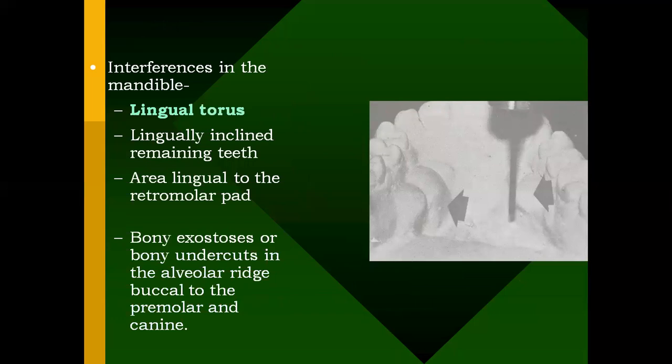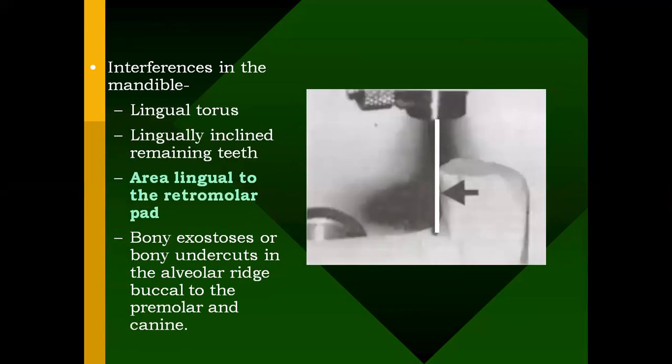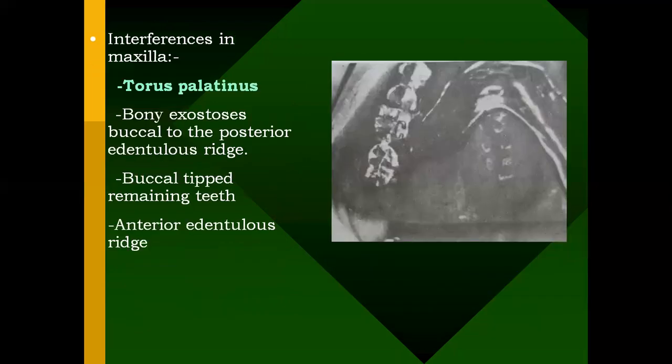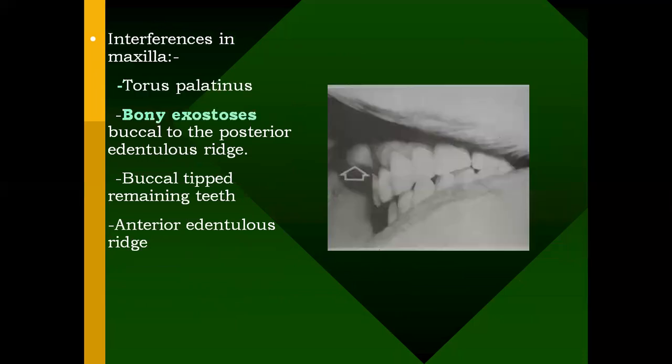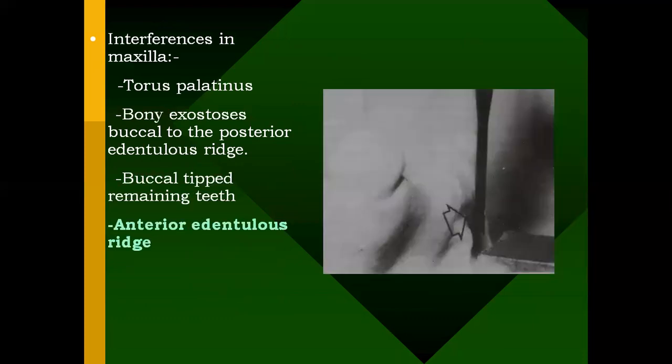Interferences in the mandible may be lingual torus, lingually inclined remaining teeth, areas lingual to the retromolar pad and bony exostosis or bony undercuts in the alveolar ridge, buccal to premolar and canine. Then interferences in the maxilla may be torus palatinus, bony exostosis, buccal to the posterior edentulous ridge, buccally tipped remaining teeth and anterior edentulous ridge may act as an interference.